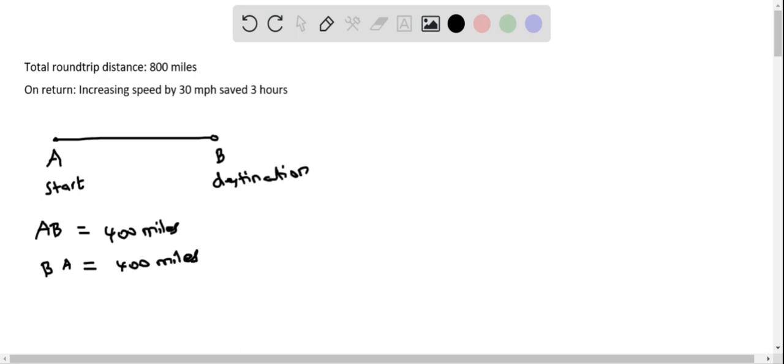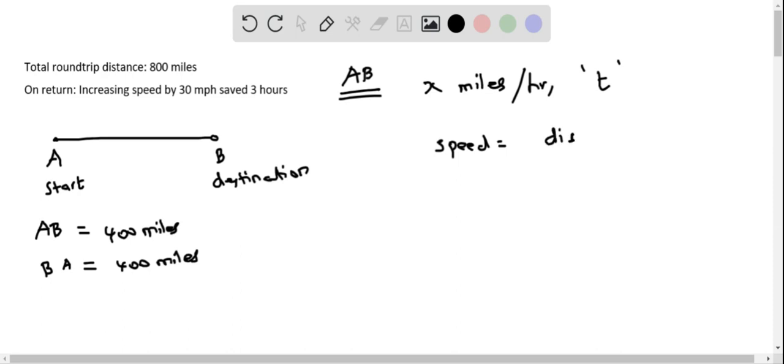Now let's say that you drive with a speed of X miles per hour. Let's take the case of AB, that is you start from A and reach the destination B. So you drive at a speed of X miles per hour and the time taken is T. So in this case, we can use the speed time relation. That is, we know the formula: speed equals distance over time.